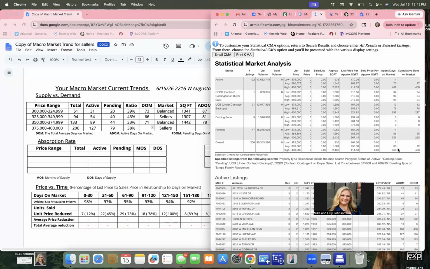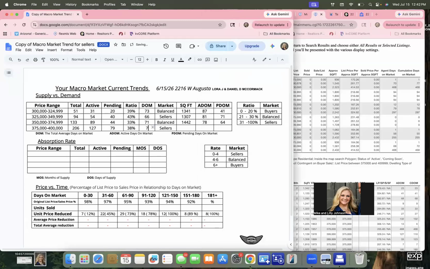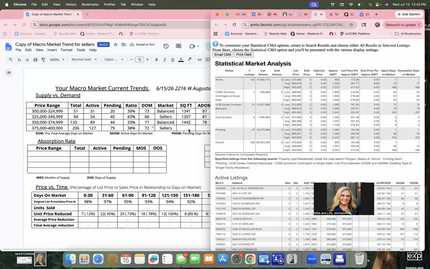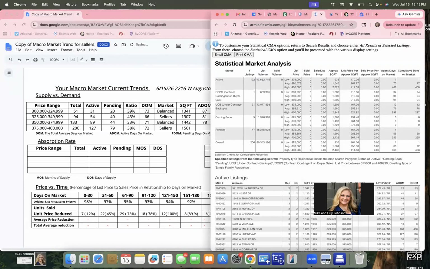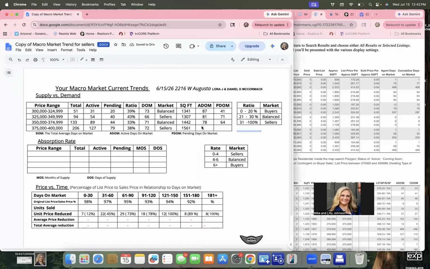My DOM for everybody is going to be right here, 68.72. I'm just going to pick 72. I like it better. Square footage, 1561. Okay, active, 77.